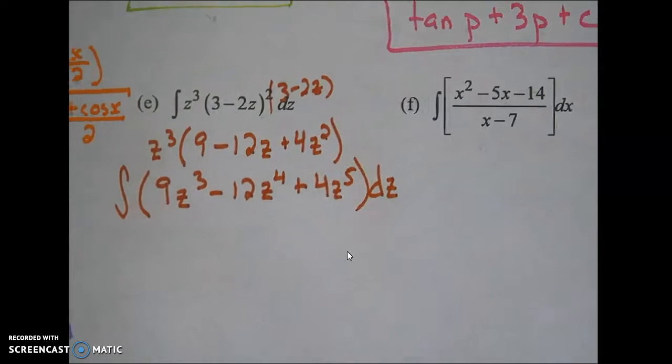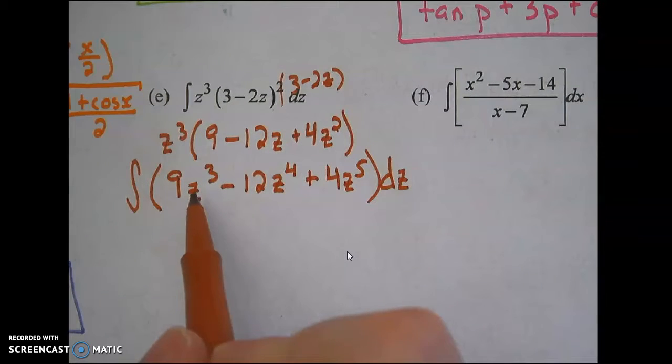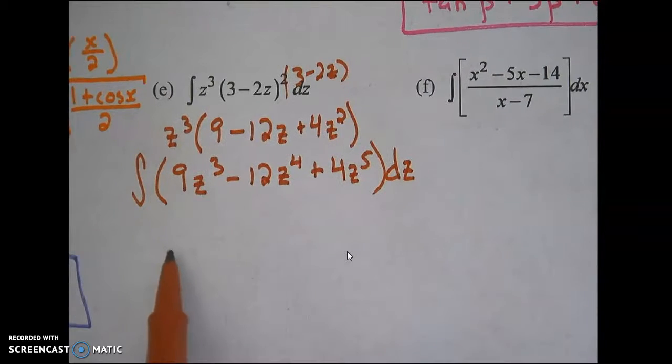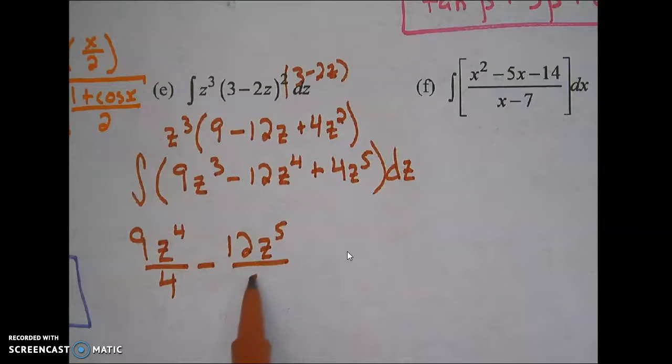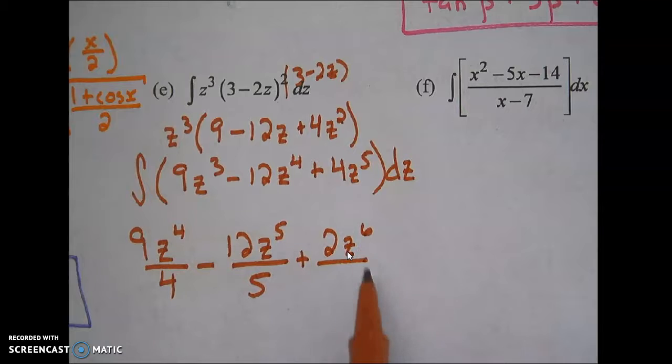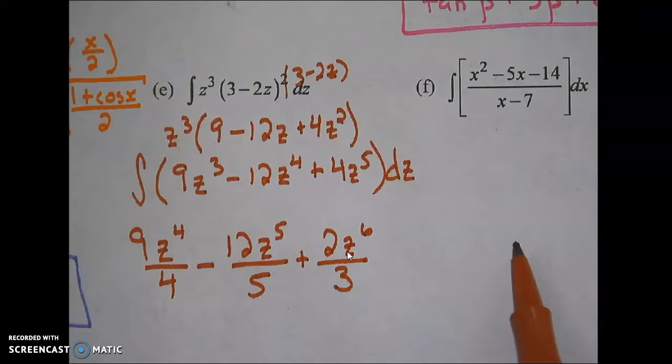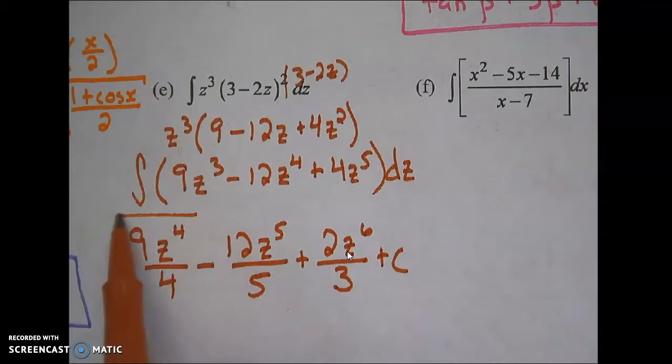And then this is nice because it's a nice little polynomial, so we can do the integral shortcut: add 1, divide. So this would be z to the 4th, 9 divided by... oh, my bad. Divide by the new exponent. Divide by 4, minus 12z to the 5th, divide by the 5, plus 4z to the 6th divided by 6. Ooh, so this is going to be 4 over 6, so that's going to end up being 2/3, plus C.